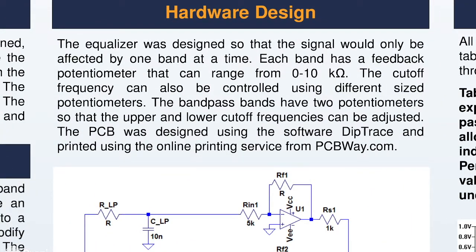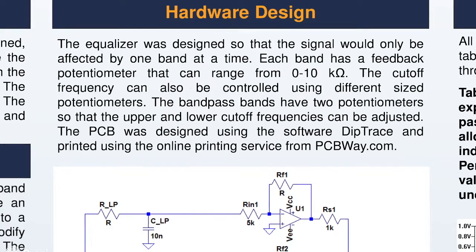This equalizer was designed so the signal would be only affected by one band at a time, each band having a feedback potentiometer that can range from 0 to 10 kiloohms. The cutoff frequency can also be controlled using different sized potentiometers. The bandpass bands have 2 potentiometers, so that the upper and lower cutoff frequencies can both be adjusted. The PCB was designed using the software DipTrace and printed online using the printing service PCBWay.com.